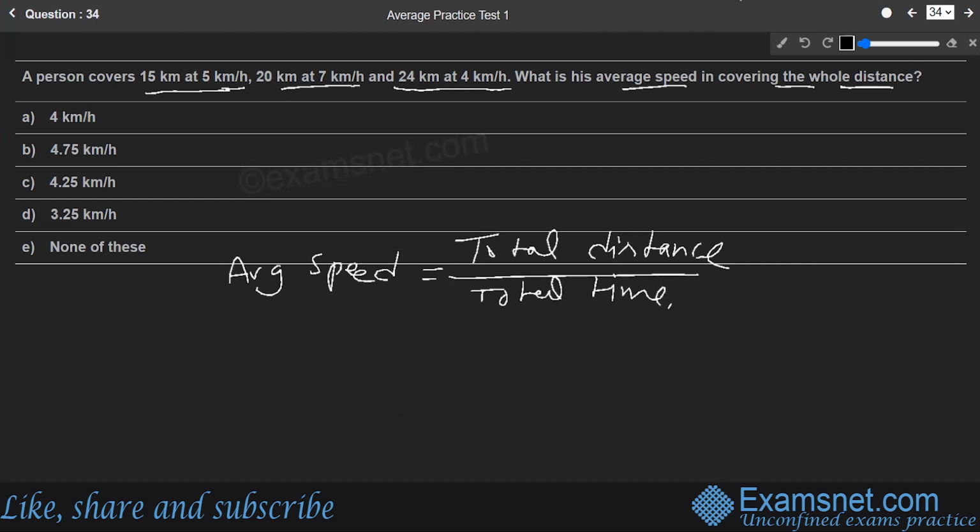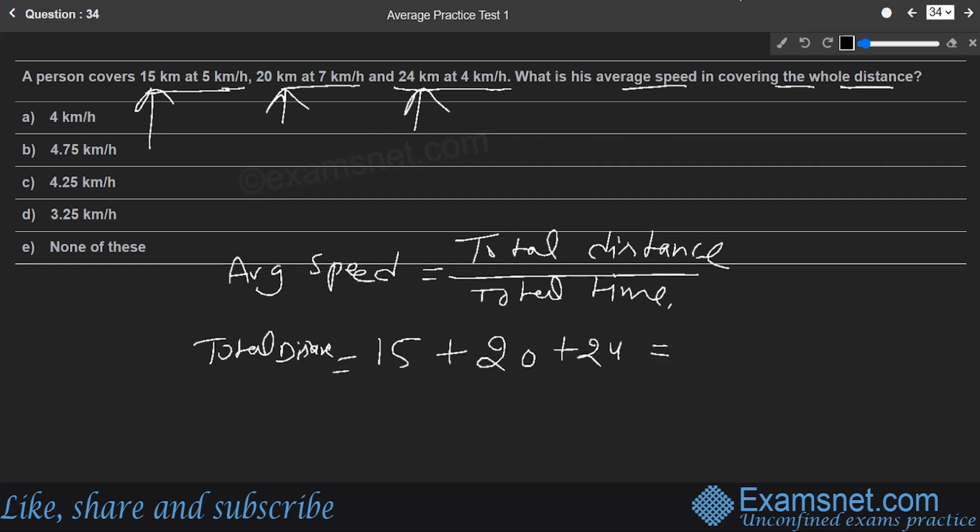So let's see one by one. Average speed can be calculated by total distance over total time. First, let us find out the total distance. The distances are already given, so we can easily do the sum. In the first part it has covered 15, the next part is 20, and the third part is 24. So it's 15 plus 20 plus 24, that is 35 plus 24, which is 59 kilometer. That is the total distance.